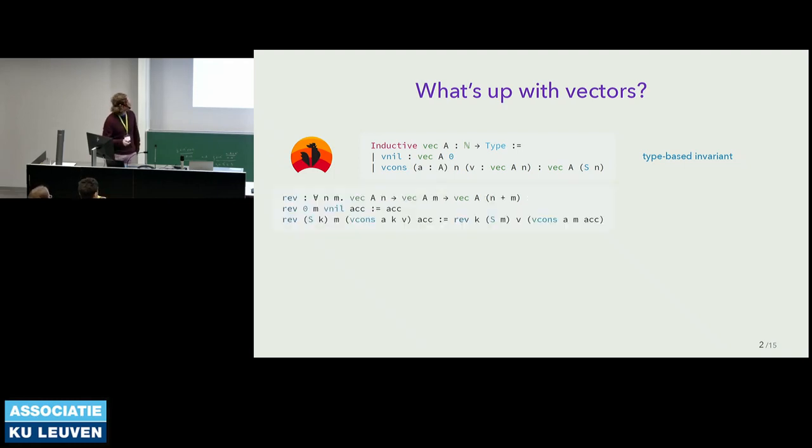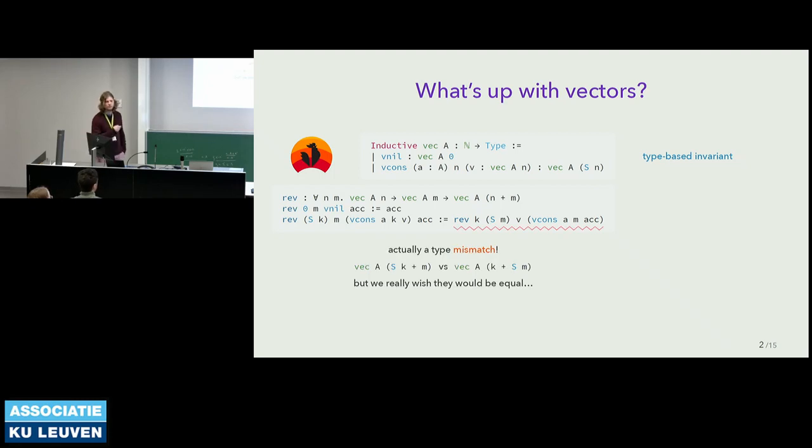Then if you want to write the reversal of vectors, which is also the example I use all the time, you can write it with an accumulator, like you would do for lists, to have a tail recursive definition. This is how you would write it. But then Coq or whatever would complain that there is a type mismatch, because you have S k plus m versus k plus S m, and we would really like to say that those are the same thing, but they're not.